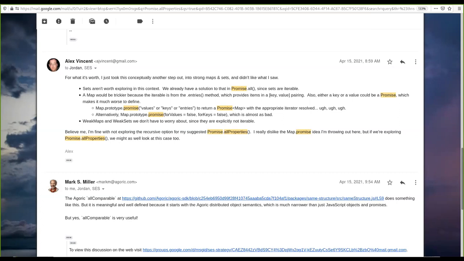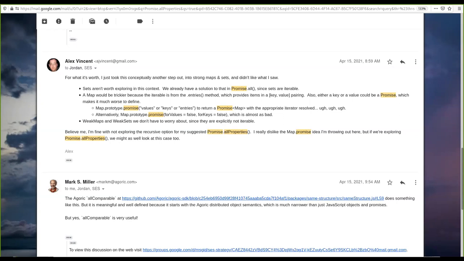In Endo, where Endo is SES plus our distributed object semantics, we take a very, very specific stance on what a passable value is. Within that very specific stance, we do have an abstraction called allComparable that takes a passable, which may have promises at the leaves, and returns a promise for a comparable, where a comparable in the distributed object semantics is something whose pass by copy superstructure terminates only in atomically comparable leaves, which is primitive values, and remotable objects, which are objects with unforgeable identity.